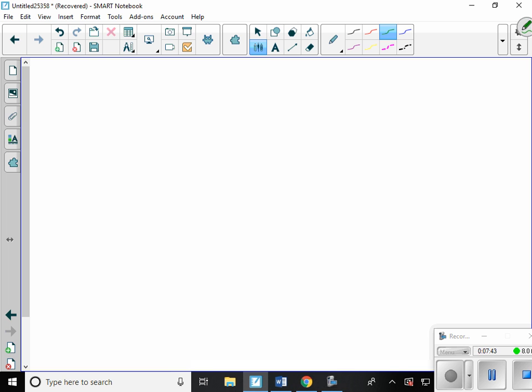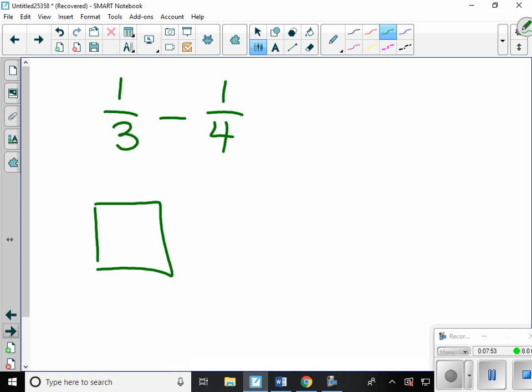Okay, so let's try 1/3 minus 1/4. You can either do box method or T-chart. Do whichever method works for you to find the difference between 1/3 and 1/4.